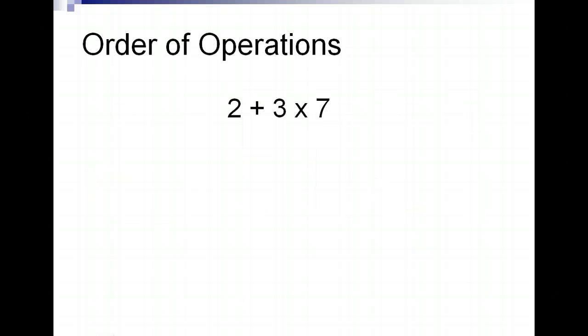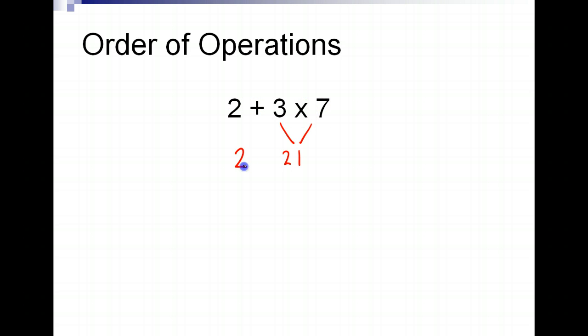Last thing I need to cover is the order of operations. In the matrix world, the order of operations is even more important than in the integer world. If I have the problem 2 plus 3 times 7, I need to follow the order of operations exactly. Order of operations says do multiplication first. So I'm going to take 3 times 7 and get 21. Now, to this 21, I need to add 2. But notice the 2 is in front of the 3 times 7.